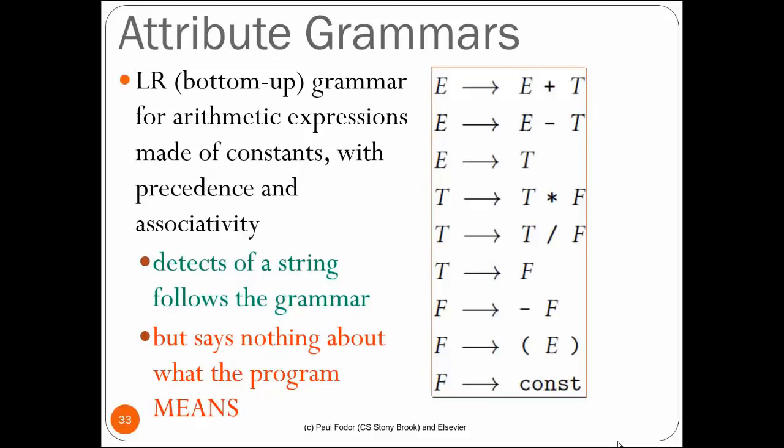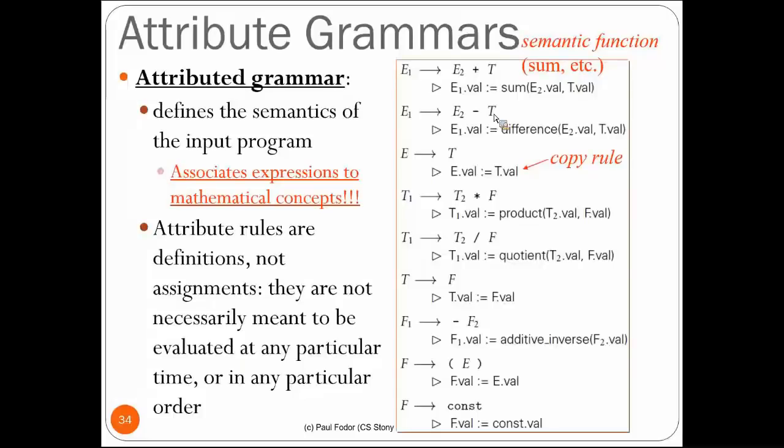Now, bottom-up grammars for arithmetic expressions made out of constants, with precedence and associativity, can be written as context-free grammars. The grammar again says nothing about the meaning of the program. It only detects that the string follows the syntax of this grammar. But we can add semantic functions, which are basically the attributes or the actions that are executed while we are parsing the input.